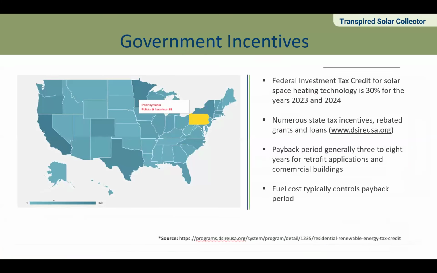There are a lot of government incentives available for this at the federal level and the state level. I know people here are in a variety of states, so the best resource for you is the website dsireusa.org, and that will help you find all sorts of state, federal, and local tax credits that you can get for using this type of a system. This will also help contribute to a faster payback period.